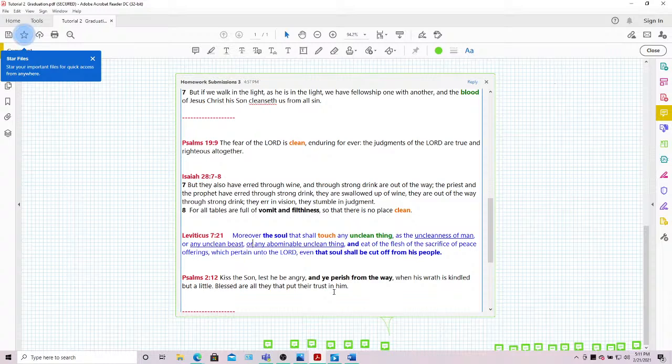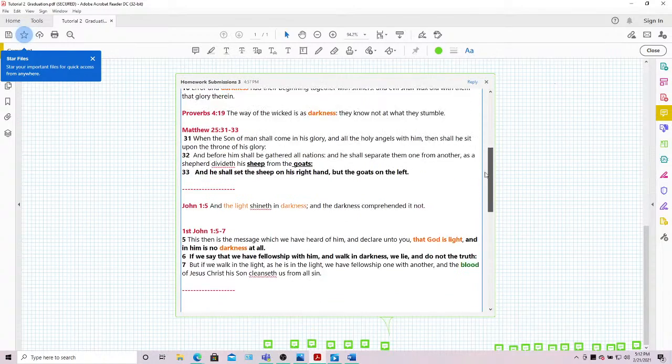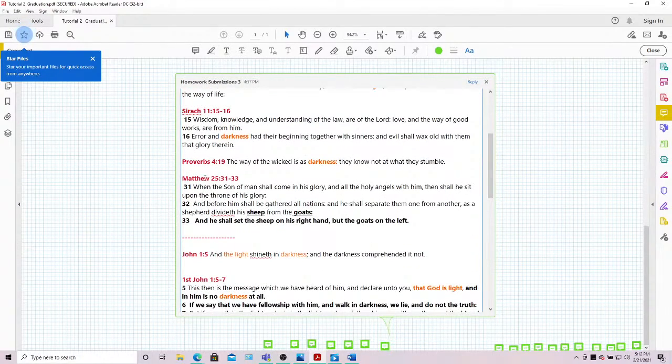Then you have to pick a side, because when it's all said and done at the very end, he's going to come, as Matthew said, and he's going to separate the sheep from the goats, which, just to put that back in y'all remembrance, is Matthew chapter 25, verse 31 through 33.